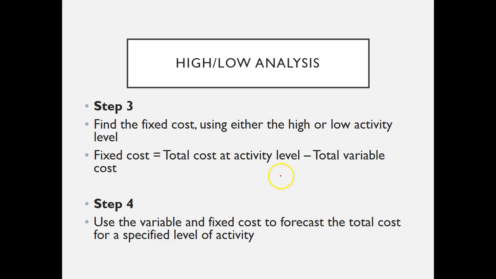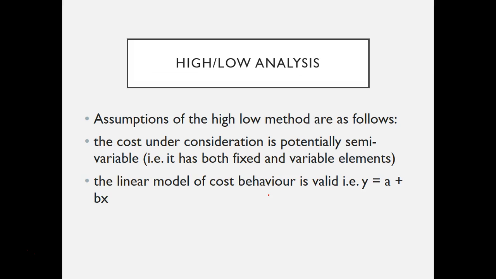And then we can make forecasts. If we know the variable cost per unit, we can multiply that by any number of units and just add it to fixed costs. So we're fine, and we get the total cost. So that's pretty much where we're going.